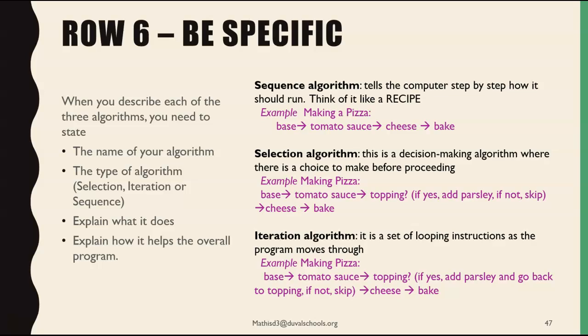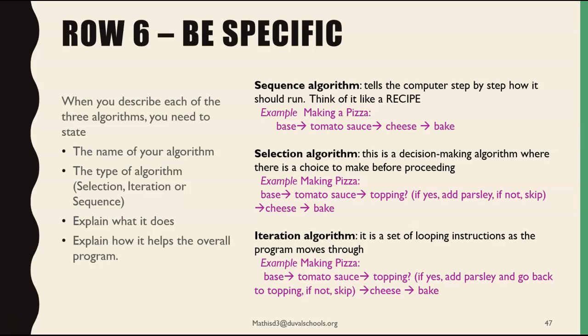What you're going to have is, for sequencing, it's like a recipe. So if I'm making a pizza, I've got the base, the tomato sauce, the cheese, and I'm going to bake it. That's the recipe. If I've got an algorithm, that means that there's going to be a choice somewhere. So I've got the base, the tomato sauce, the topping. There's where my choice is. Do you want parsley? Sure. Okay. If not, just skip it. Cheese and then bake. That would be a selection algorithm.